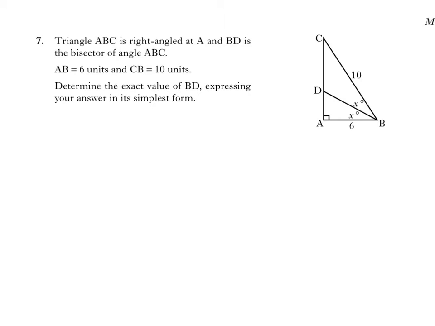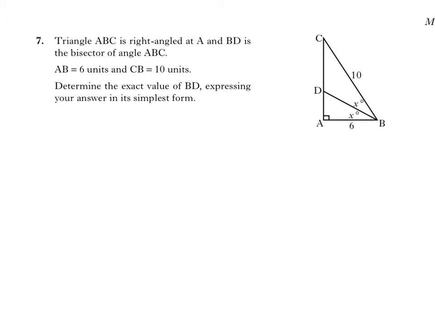Section 2, question 3. Triangle ABC is right angled at A and BD is a bisector of angle ABC, because that angle in the middle is denoted by x and x. AB is 6 units and BC is 10 units. Determine the exact value of BD, expressing your answer in the simplest form.